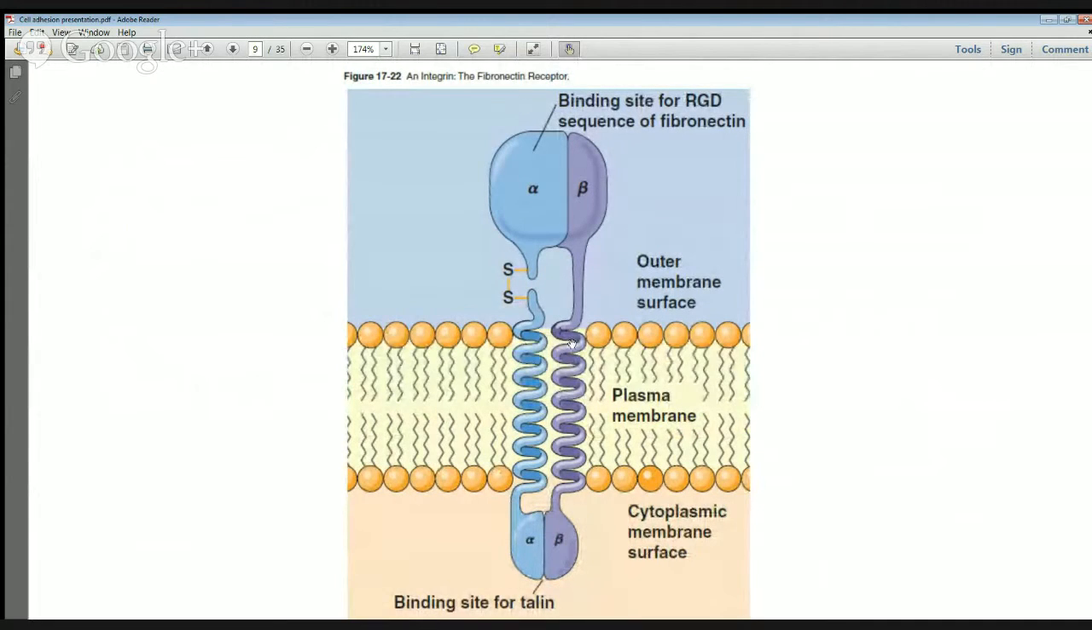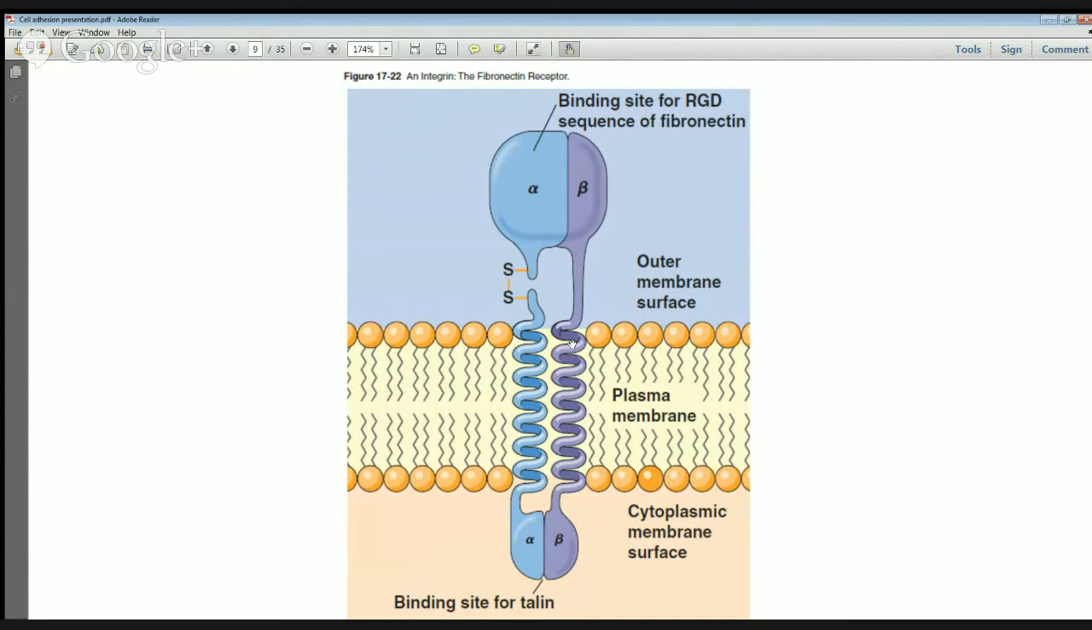Shown here is a fibronectin receptor, which has a binding site for talin on the cytoplasmic side of the membrane. In this, the integrin alpha subunit is split into two segments and held together by disulfide bonds.